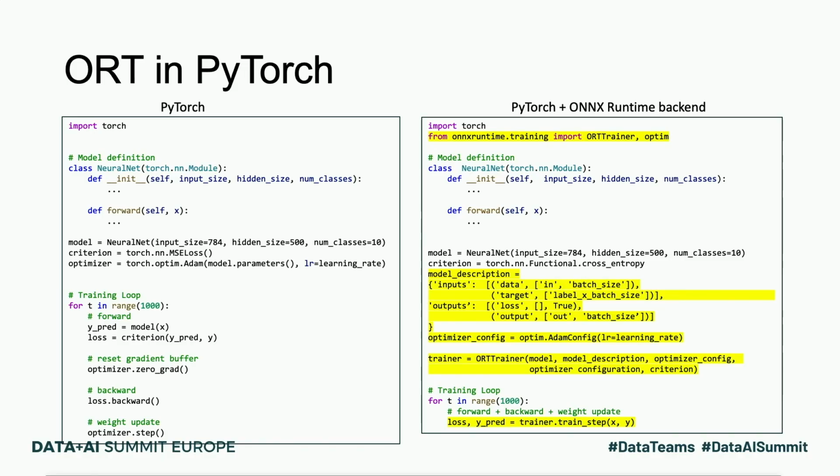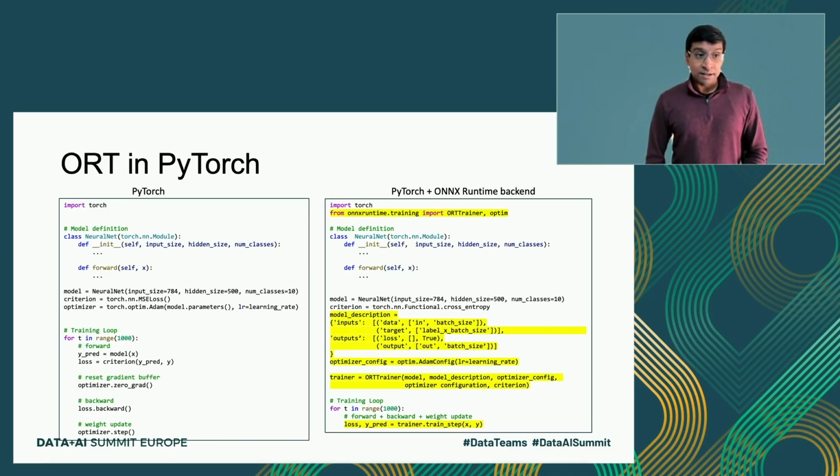Here on the left, there is a simple model training code template in PyTorch that defines the model, instantiates the model, loss, and optimizer, and goes through the train loop. On the right side, you see how ONNX Runtime is used for acceleration. The changes are that the model created using PyTorch is passed to ORT trainer along with other parameters, and the train loop involves simply calling the train_step method on it.